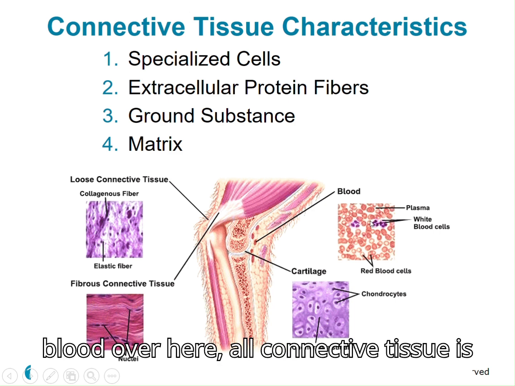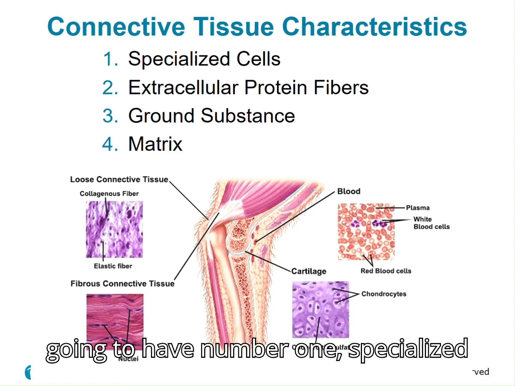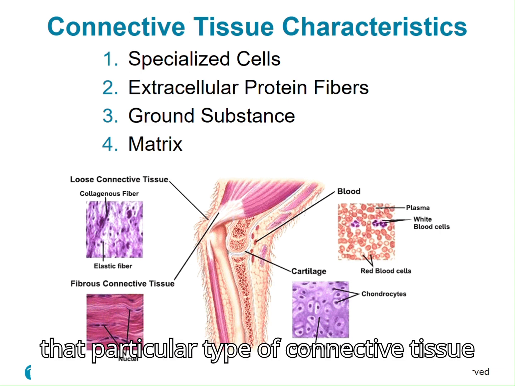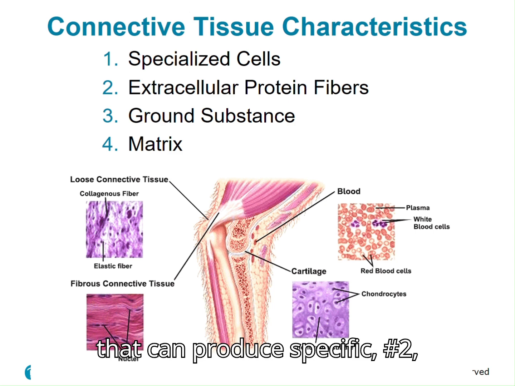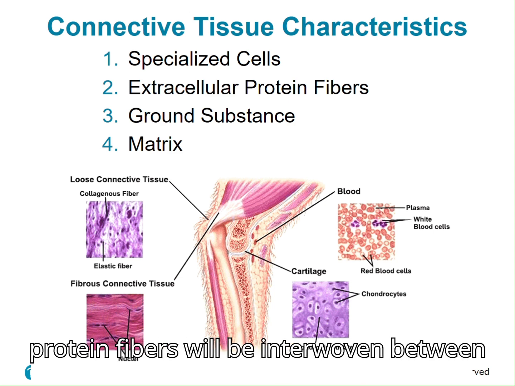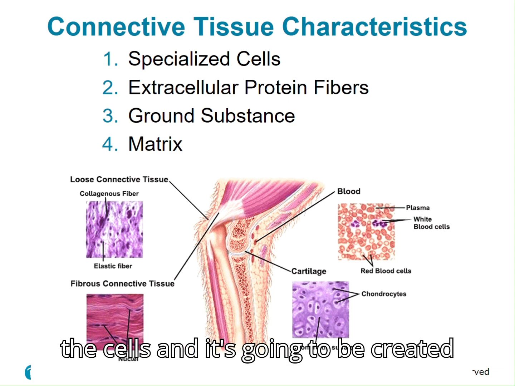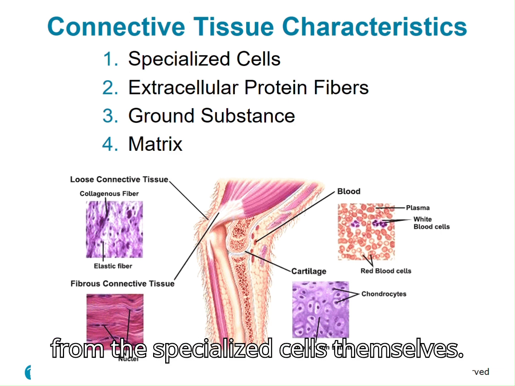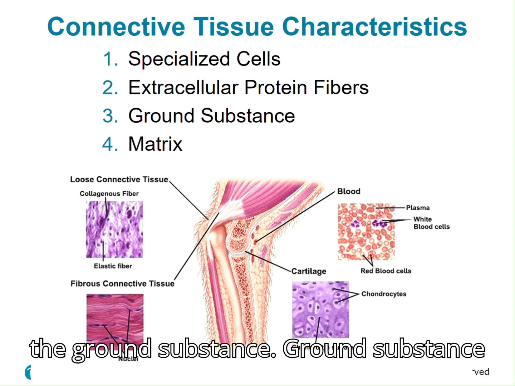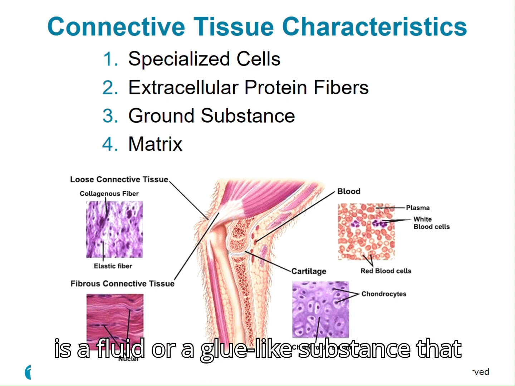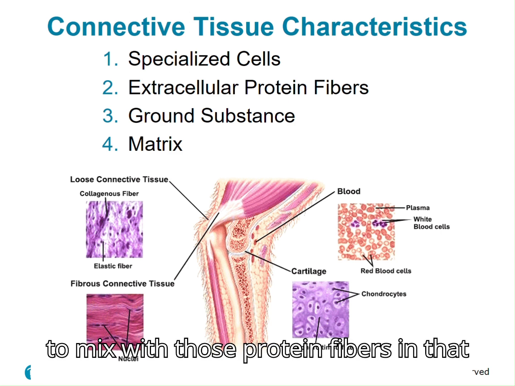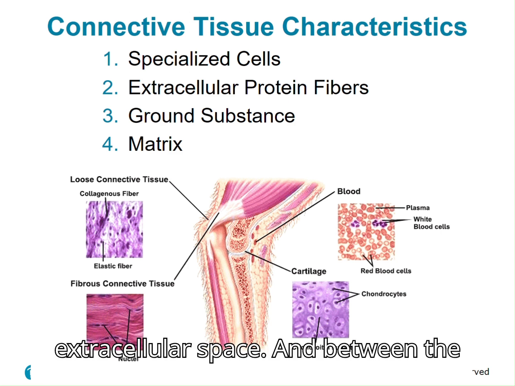But no matter what type of connective tissue you're looking at, whether it's loose connective tissue, cartilage, or even blood over here, all connective tissue is going to have, number one, specialized cells. There will be cells associated with that particular type of connective tissue that produce, number two, extracellular protein fibers. Those protein fibers are interwoven between the cells and are created by the specialized cells themselves. Those cells also create, number three, the ground substance. Ground substance is a fluid or glue-like substance that the cell releases that mixes with those protein fibers in the extracellular space.